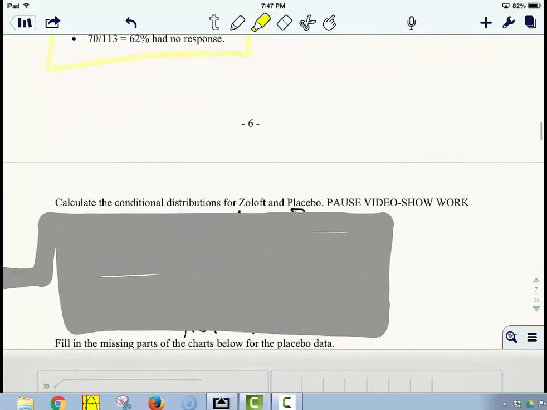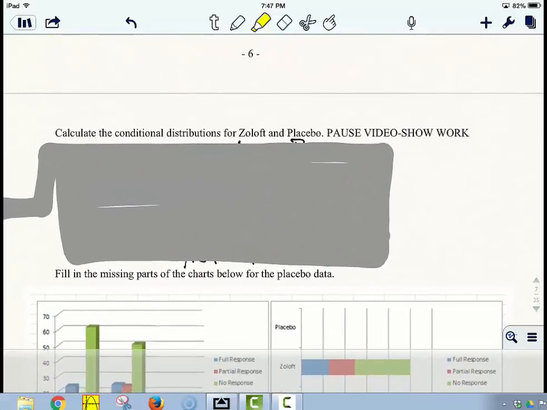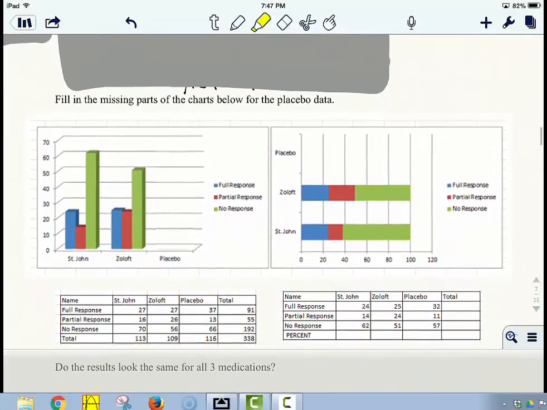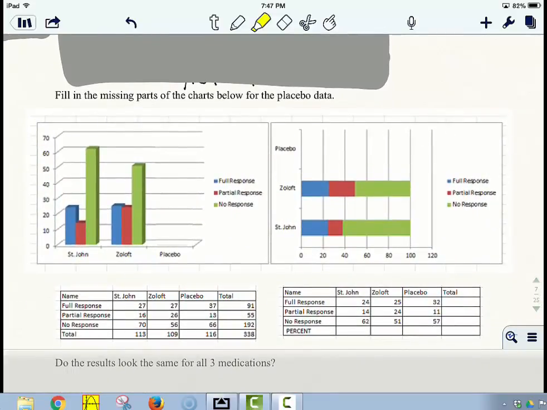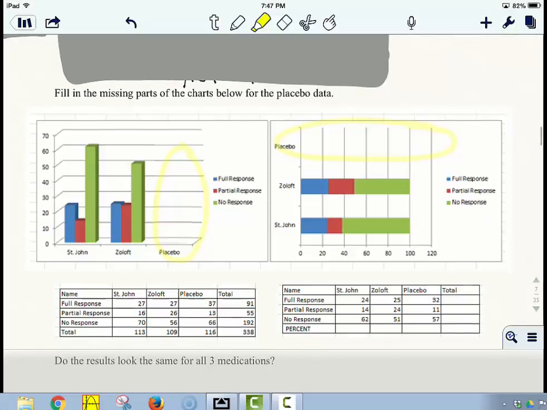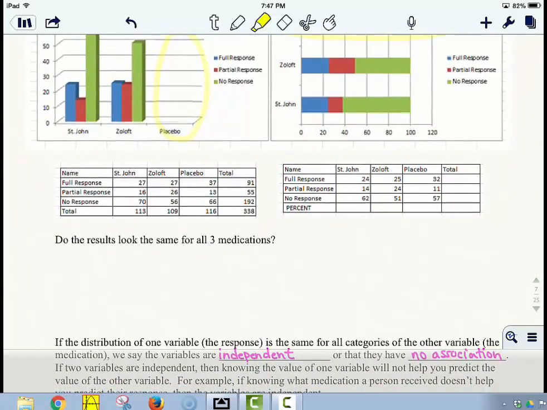And I'm going to have you go ahead and calculate the conditional distributions for Zoloft and placebo. Make sure you pause the video, show work. So I want fractions and decimals. Lastly, I want you to fill in the missing parts of the charts below for the placebo data. So go ahead and make a comparison right here and also right here based off the examples from the previous page. And do the results look the same for all three medications? We'll discuss that in class.